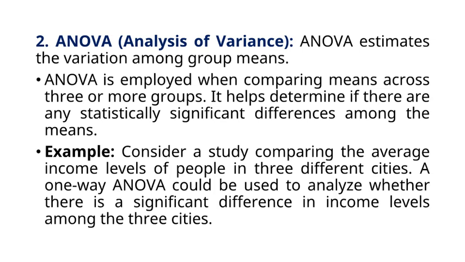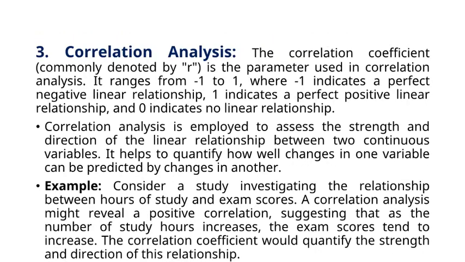Example: consider a study comparing the average income levels of people in 3 different cities. A one-way ANOVA could be used to analyze whether there is a significant difference in income levels among the 3 cities. 3. Correlation analysis. The correlation coefficient, commonly denoted by r, is a parameter used in correlation analysis.